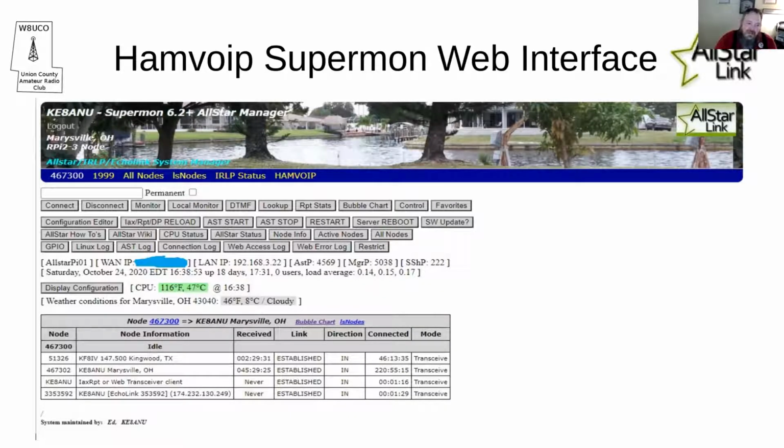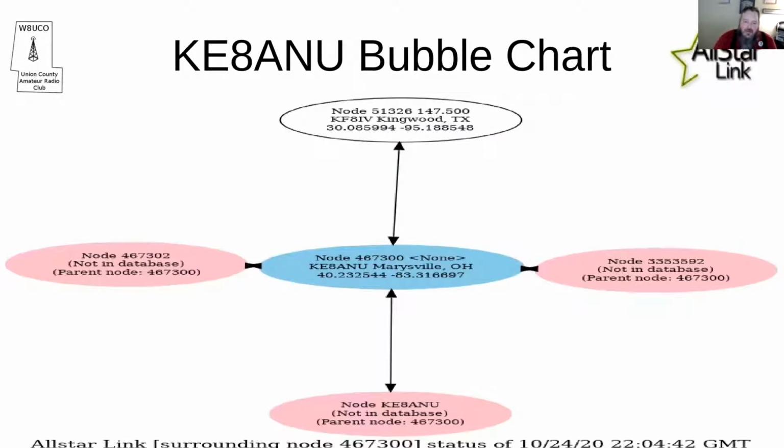You can see there are different options you can use to help manage your Allstar node with the web interface, which can be pretty handy. This is the bubble chart. It shows all the nodes that my node is connected to. My node is the blue one in the middle, and as you can see, pretty basic. It's connected to the 4 different nodes that are listed on the previous page.